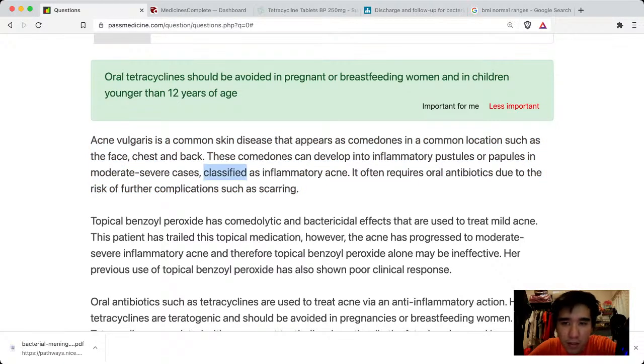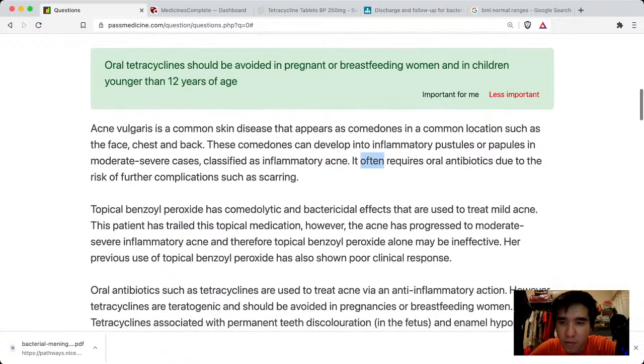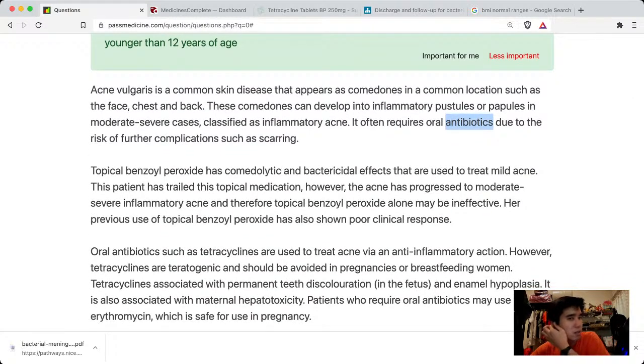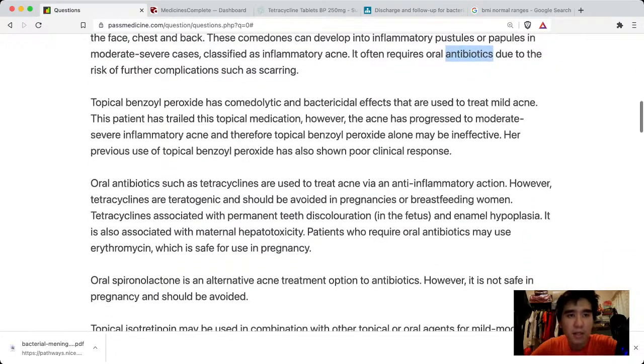In moderate to severe cases, classified as inflammatory acne. So this is moderate to severe. It often requires oral antibiotics due to the risk of further complications such as scarring. Topical benzoyl peroxide has comedolytic and bactericidal effects that are used to treat mild acne.